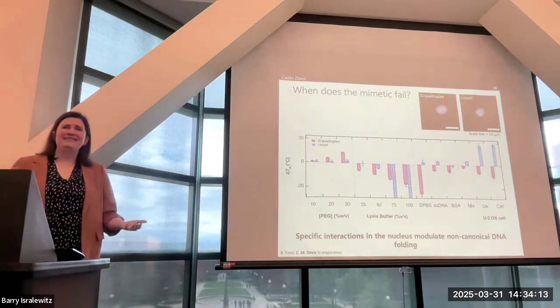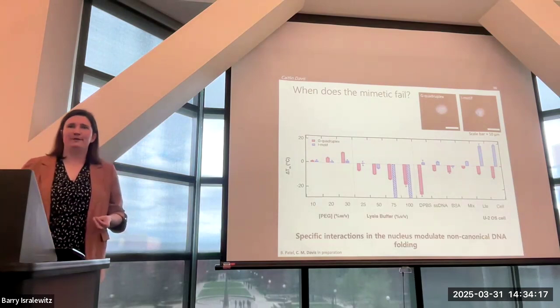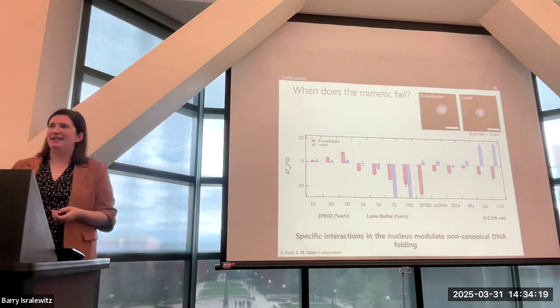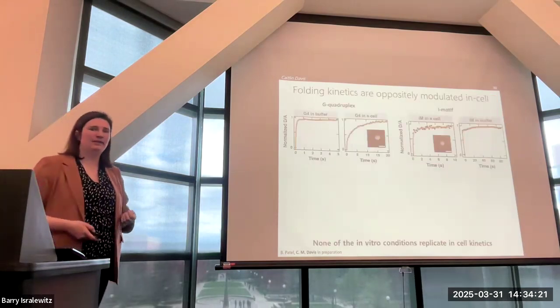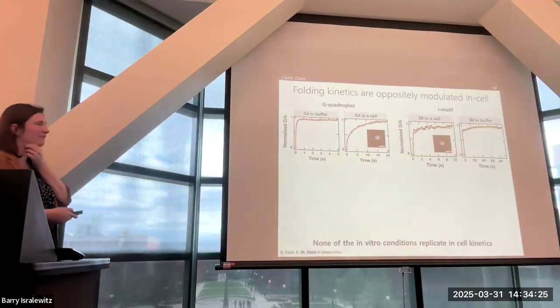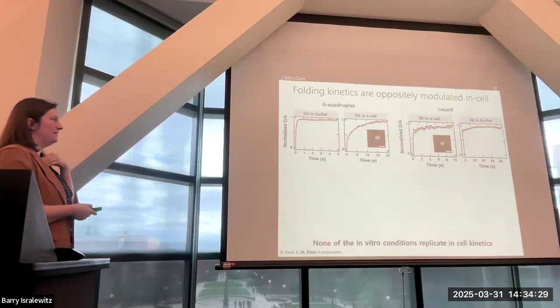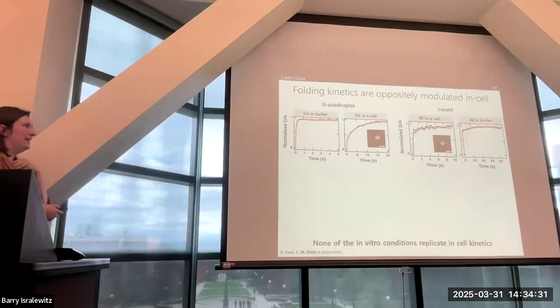But I told you one of the reasons I really like fast relaxation imaging is that we can get kinetic information about folding processes, and I haven't shown you any kinetics yet. And so one of the things that I'm excited about in this project is that we've been able to measure kinetics in buffer and then in cells for each of these systems. And what we see is that for our G quadruplex, the folding is quite fast in buffer, and it's slowed down quite a bit in cells.